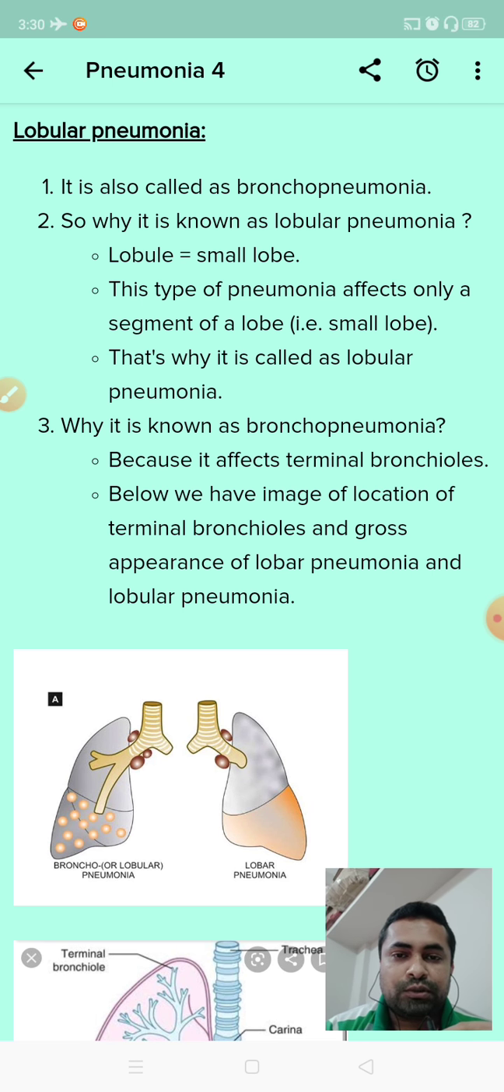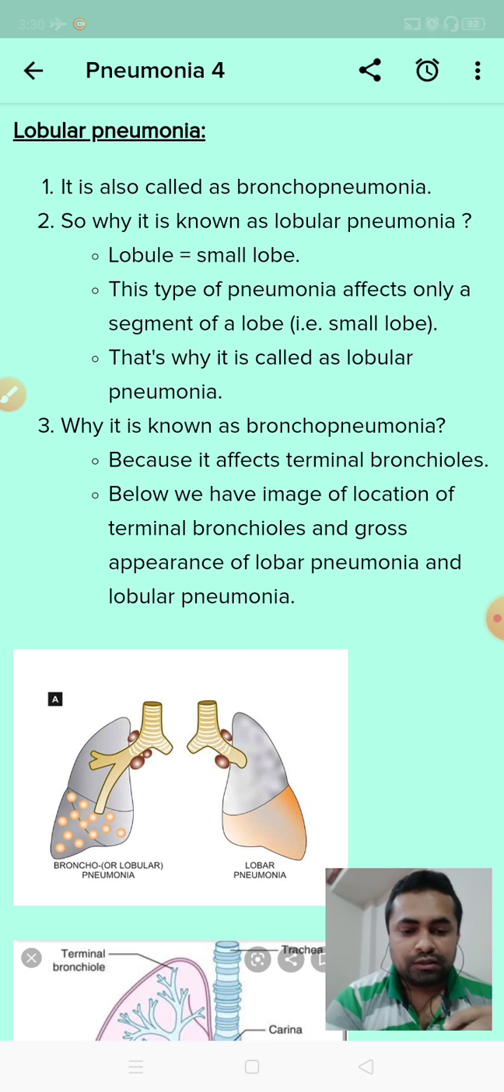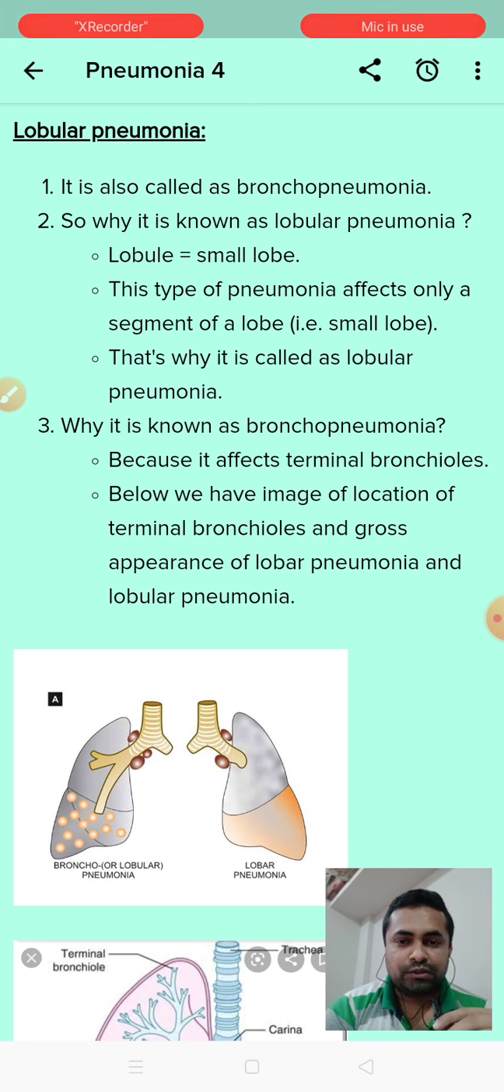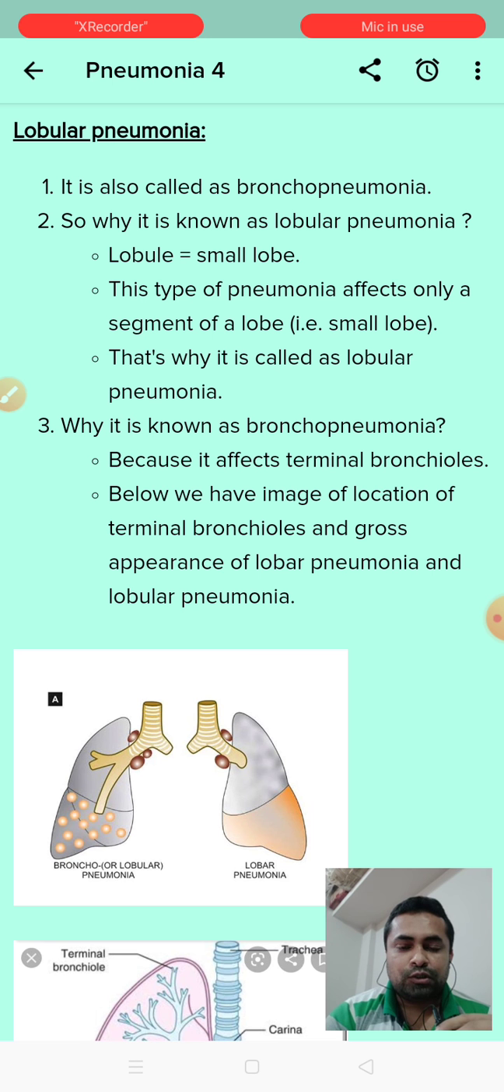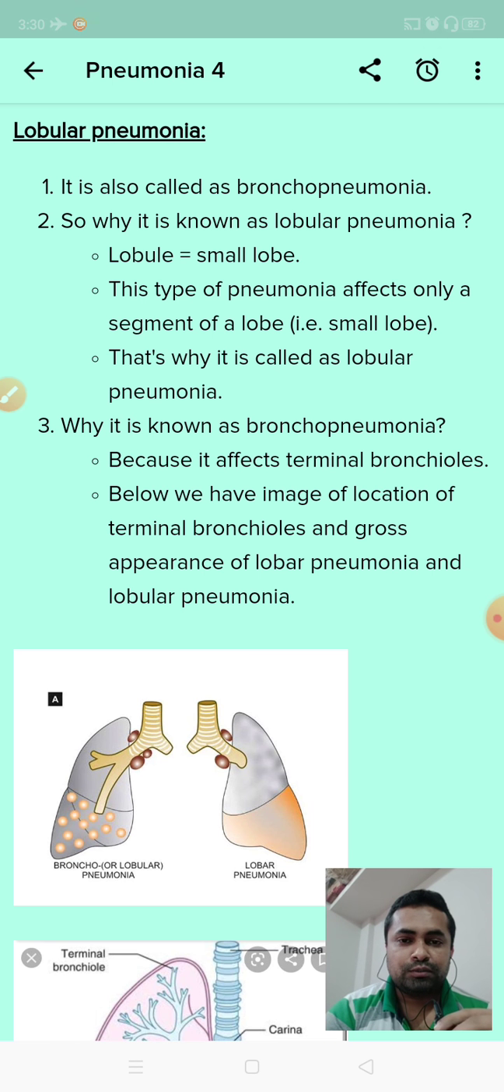You must know that a lobule is a small lobe. A small lobe is called a lobule, and a lobe is a complete lobe. When a small part is affected, it is called lobular. So in lobar pneumonia, the whole lobe was affected, and in lobular pneumonia, only a small part or some part of the lobe is affected. So it is called lobular pneumonia. This is the difference: in lobar pneumonia, the complete lobe is affected, and in lobular pneumonia, a small part, a small lobe, is affected.